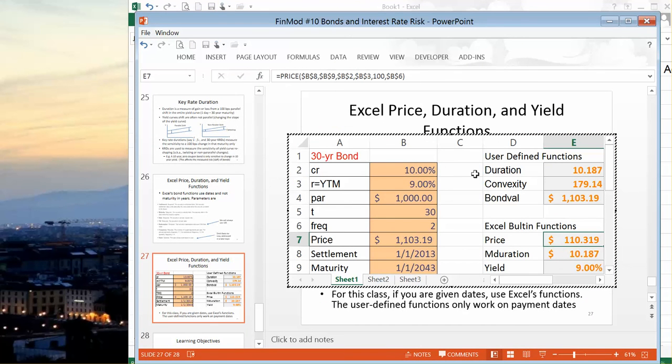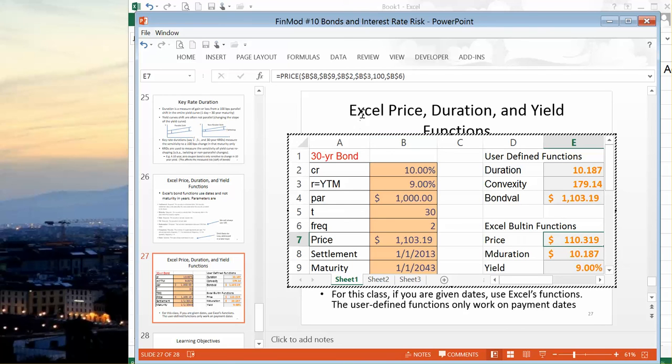price, modified duration, M duration, and yield. And what you see is you get the same values, except this price gives you a percentage, or assumes $100 par. So it would be selling for 110% of par.